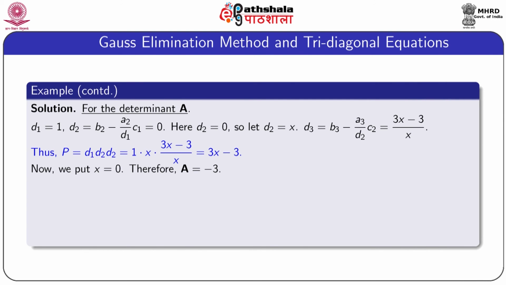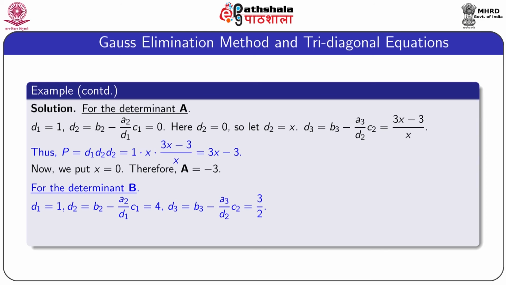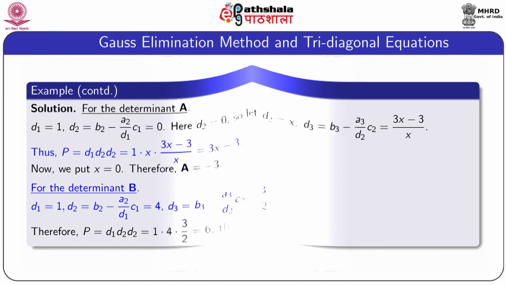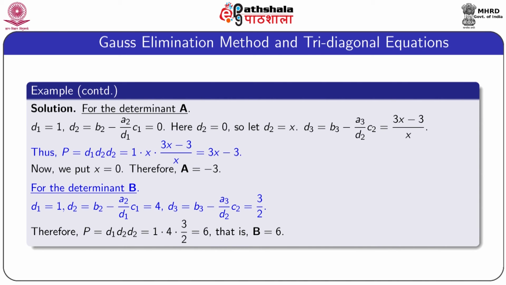Now we put x equal to 0, therefore det A, that means the determinant value of A, is equal to minus 3. Now consider the second determinant det B. In this case d1 equal to 1, d2 equal to b2 minus a2 by d1 into c1, which is equal to 4, and d3 equal to b3 minus a3 into c2 by d2, which is equal to 3 by 2. Therefore, the product P equal to d1, d2, d3, which is equal to 1 into 4 into 3 by 2, which is equal to 6. Thus, the determinant value of the matrix B, that means det B, is equal to 6.